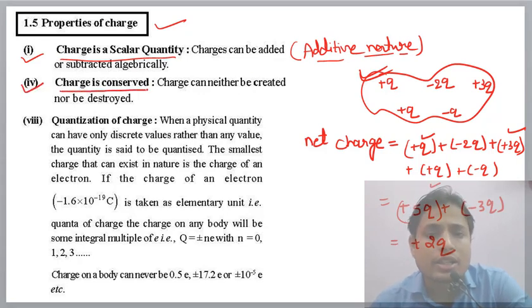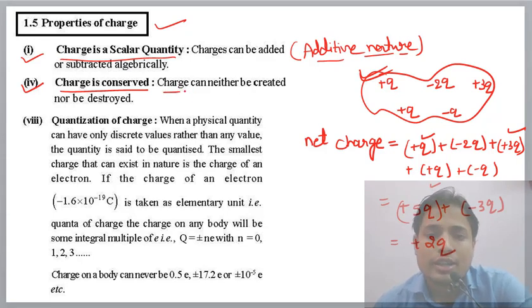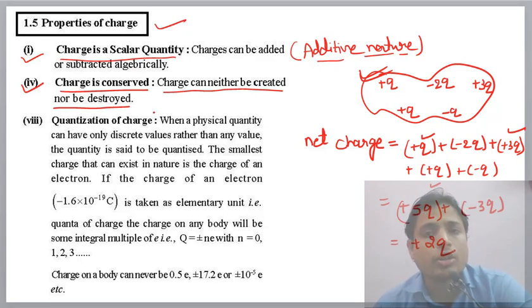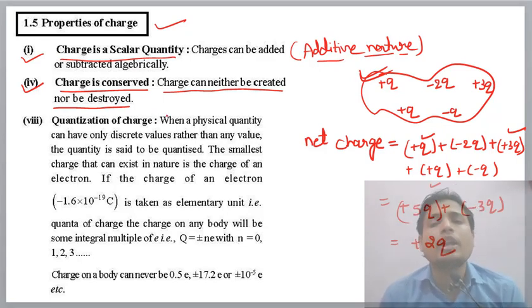Now charge is conserved, this is also called the conservation law. Charge can neither be created nor be destroyed. Means we cannot create charge and we cannot destroy it either. But if you are thinking that suppose we take two objects and rub them against each other, then they will be charged, which means we have created the charge. No, it's not like that.